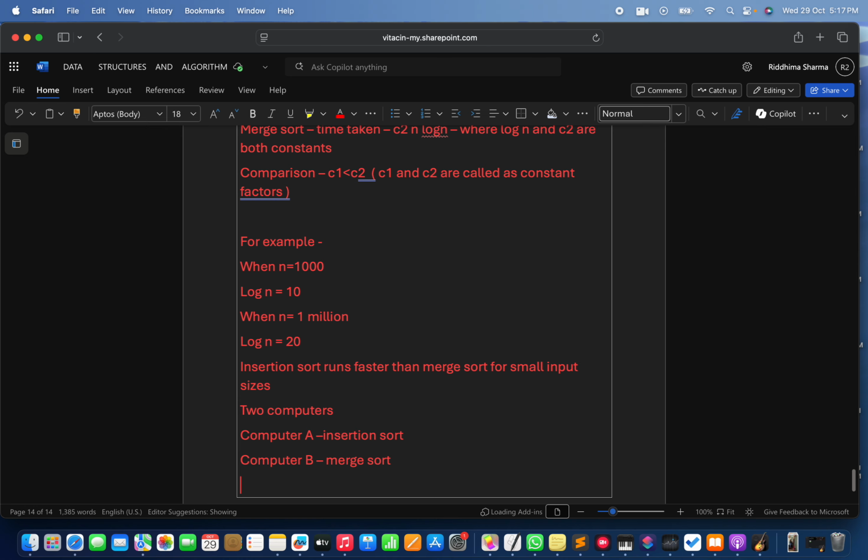To make the difference even more dramatic, suppose that the world's craftiest programmer codes insertion sort in machine language for computer A, and the resulting code requires 2 n square instructions to sort n numbers.